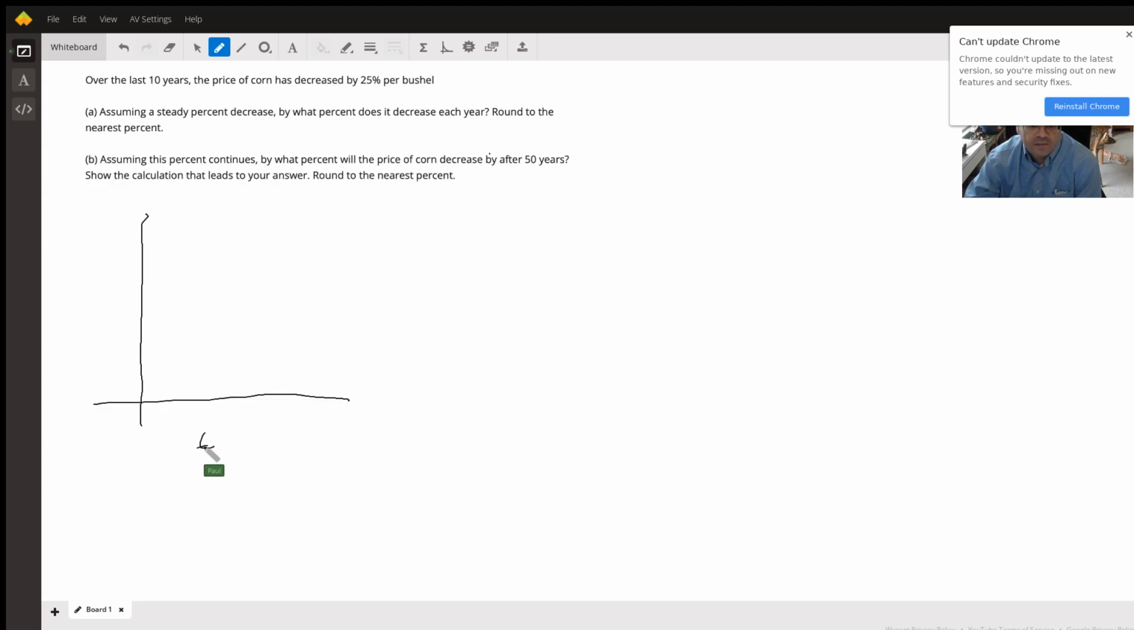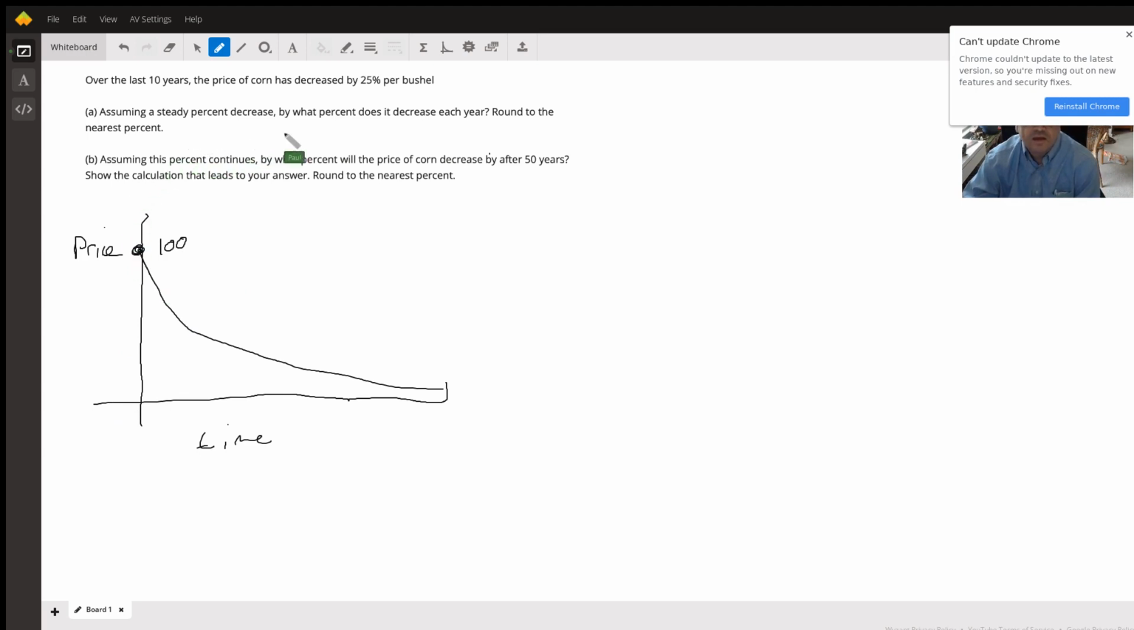So we're going to have our time here, and then the actual price of the corn here, and it's going to decay over time. So it's going to look like, start here and kind of go out like this. And it doesn't actually give us a specific price to start at, but we can just pick, say, $100. I don't know how much corn costs, but if we just pick 100, that's a nice number to work with.